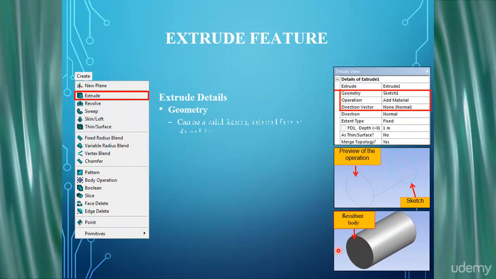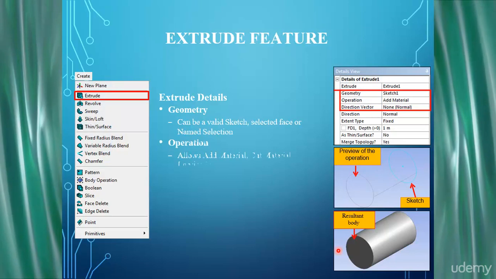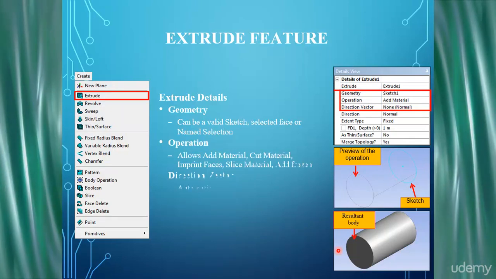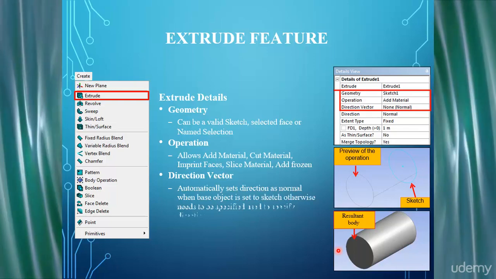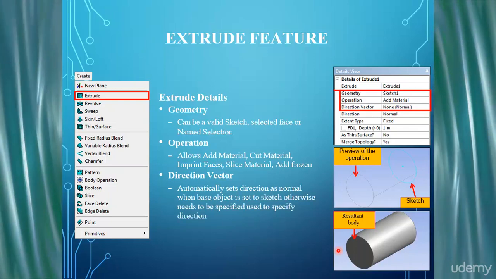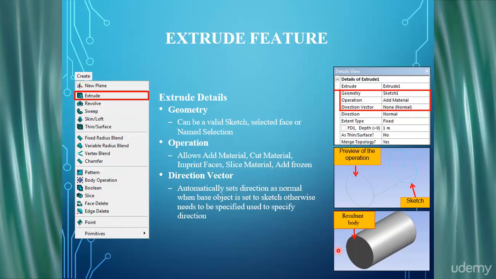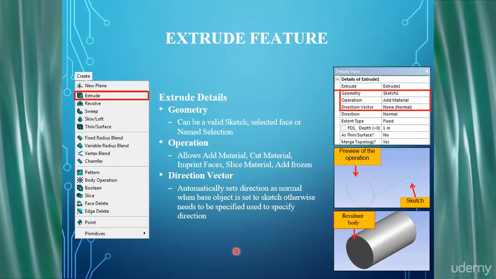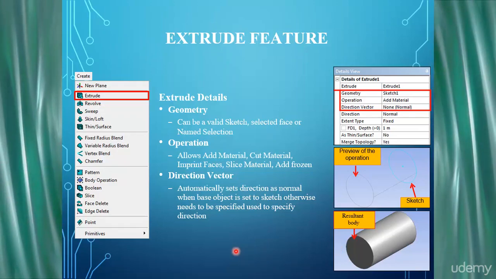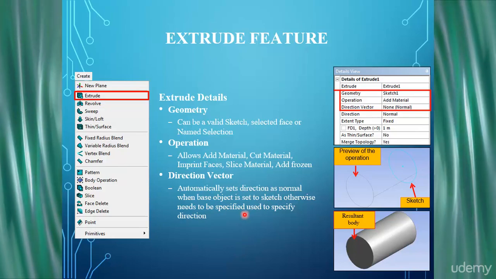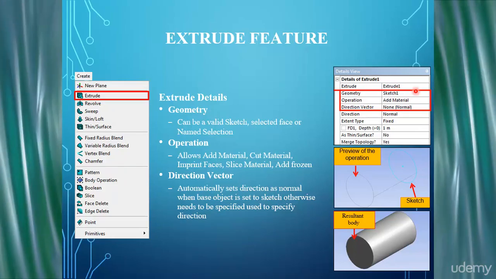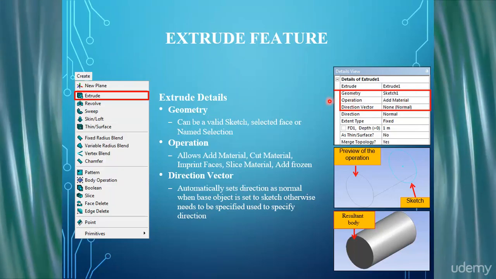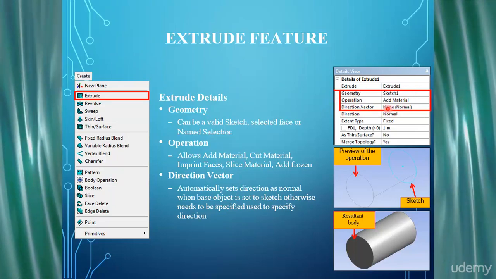So the first option at the top of the list is the extrude option. We'll go through some of the details on the extrude. Extrude is probably one of the more well used tools for body operations within Design Modeler. So it's useful to talk about some of the options available in the details view for extrude. If we go to the details view, we can see on the top right here we have 3 key options: geometry, operation and direction vector.